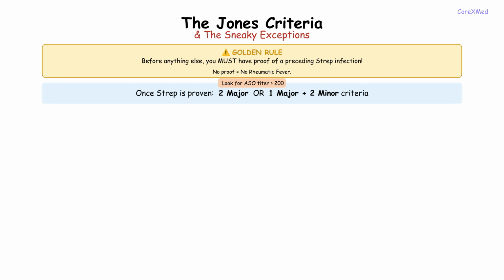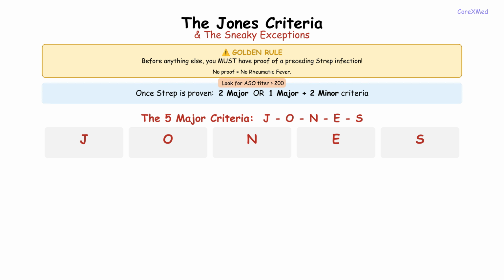To memorize the 5 major criteria, just remember Jones. Joints, migrating polyarthritis. It's asymmetric, warm, and red. It's like a bad traveler. It stays in the knee for a day, packs its bags, and moves to the ankle the next day.